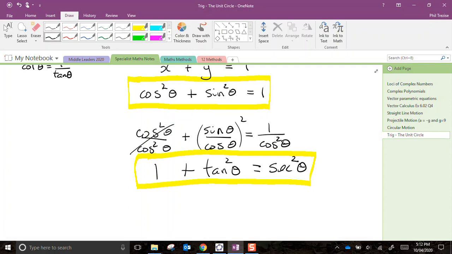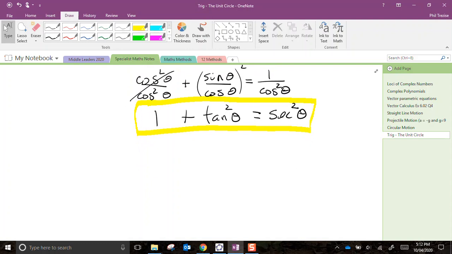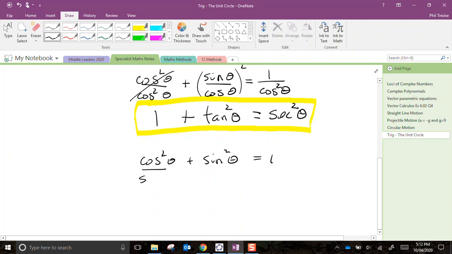Let's do this a third time. Let's start again with cosine squared theta plus sine squared theta equals 1. Last time we divided by cosine squared. This time let's divide by sine squared theta. Divide by sine squared theta and divide by sine squared theta. All of that cancels to leave 1.